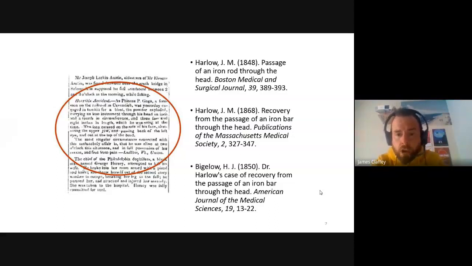Harlow then said recovery from the passage of an iron bar through the head. These things were all looked at by physicians around the time. So it's definitely a true instance. It's definitely a true event, and it just led into giving us an understanding, although looking at the time, 1848 or thereabouts, that the biology of the brain is a lot to do with what and who we are.